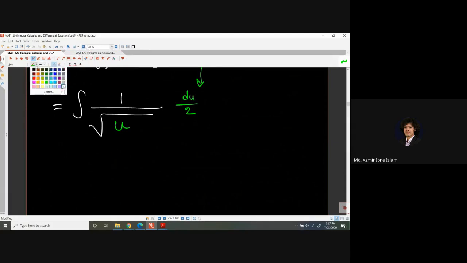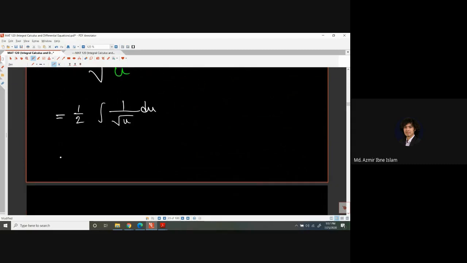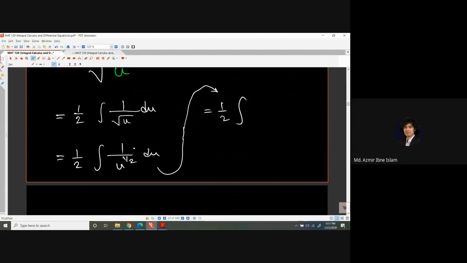So first of all, using the property that 1 over 2 is a constant, we can pull out this constant before. So we have 1 over root u du. Then we can write 1 over 2 integration of 1 over u to the power 1 by 2 du. Or we can write 1 by 2 integration of the reciprocal of this part, which will be u to the power negative 1 by 2 du.